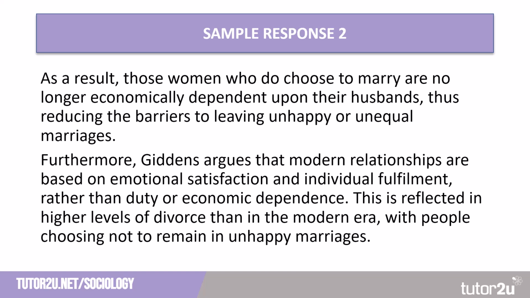And the student has developed it a little bit further by talking about how Giddens argues that modern relationships are based on emotional satisfaction and individual fulfilment, rather than duty or economic dependence. This is reflected in higher levels of divorce in the modern era, with people choosing not to remain in unhappy marriages. Now, you could argue that the student here has given us more than two reasons, but the reasons are building upon each other. So the idea of not only economic dependence, but also fulfilment within that relationship, particularly for women who've chosen careers, means that there will be an increase in the level of divorce if people are in an unhappy marriage.